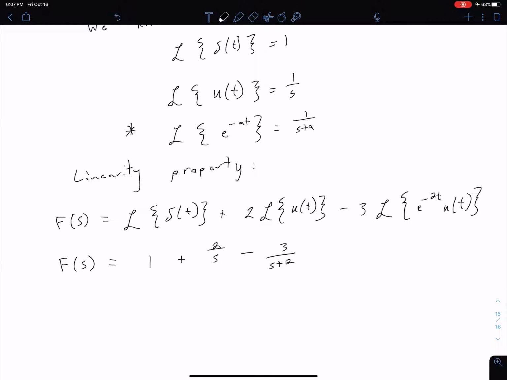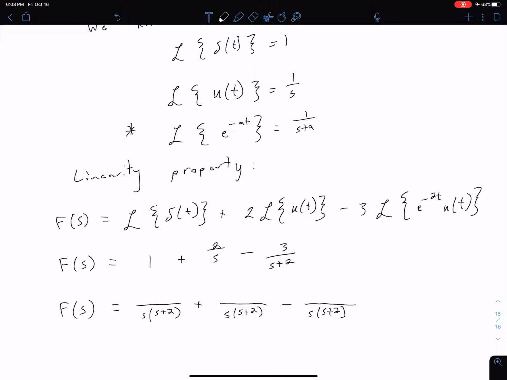Okay, so typically what we're going to want to do is combine all of these so that we just have one fraction. The easiest way to do that is to find a common denominator. And so in this case, our common denominator is just going to be s times s plus 2. So we're going to have something in each of these divided by s times s plus 2. So I'm going to go ahead and write those out. So s times s plus 2.